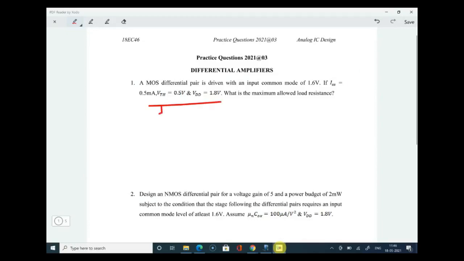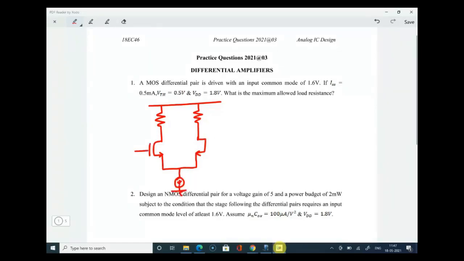ICMR is 1.6, ISS is 0.5 milliamps and VDD is 1.8. With that you will solve. Yes, very good. Thank you, Yashita, for that. That is right. The answer is 2.8K, and that is the right answer.